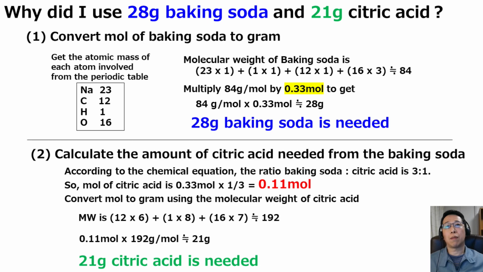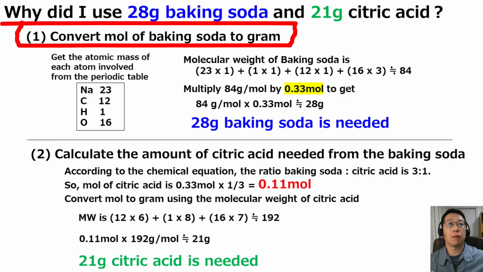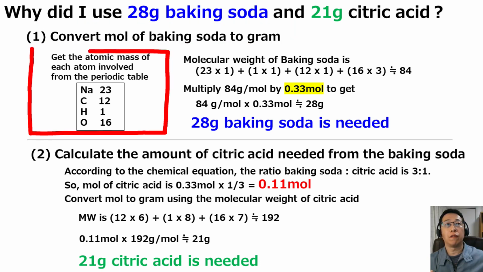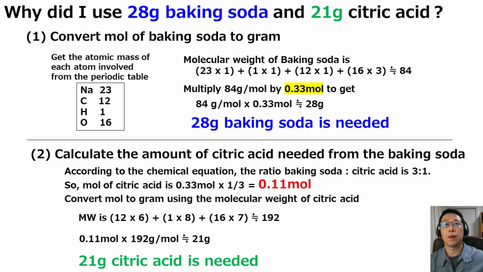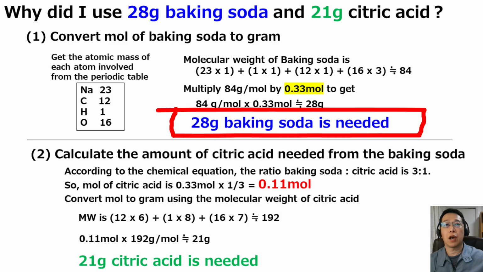You want to convert this number to grams and get the atomic mass of each atom involved from the periodic table to get the molecular weight of the baking soda. And do the conversion by using the molecular weight like this. And finally, you get 28 grams of baking soda.